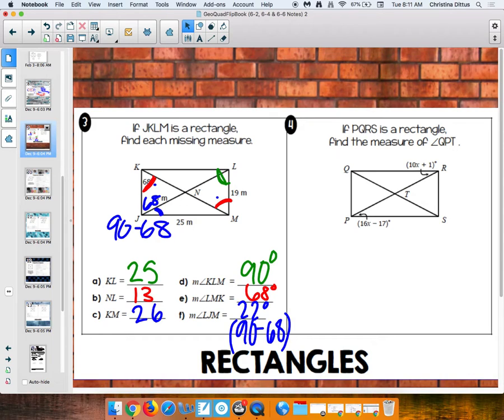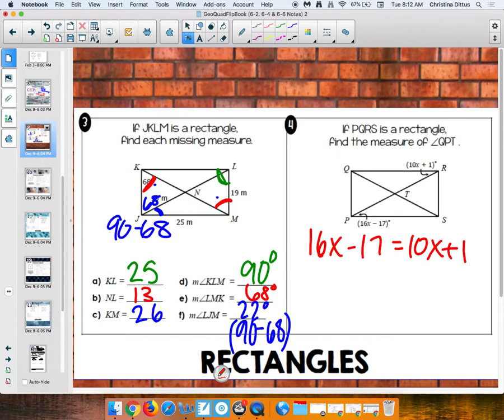Okay. In number 4, what am I going to do with these two things? Set them equal because they're what kind of angles? Alternate interior. Subtract your 10x, we get 6x. Add your 17, we get 18. So x should be 3.